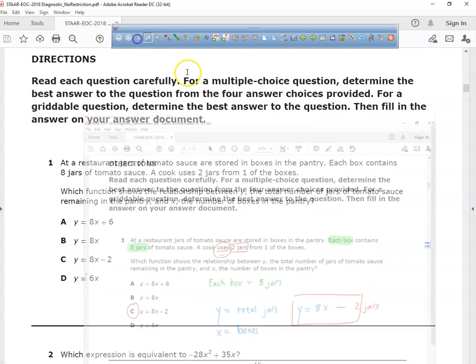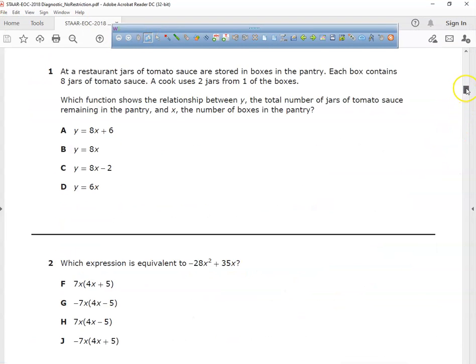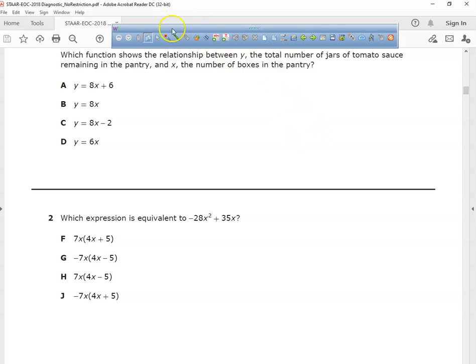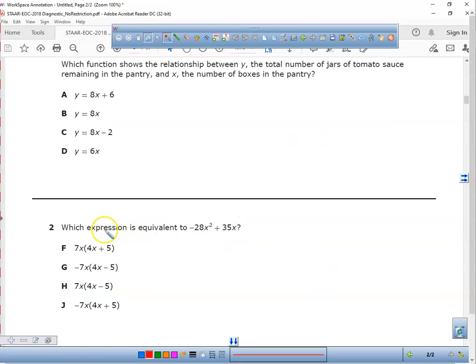All right, moving on to question number 2. Let's take a look at it. Here we go. Question number 2. It says, which expression is equivalent? What's another word that means equivalent? Equal. Just put equal to this right here. All right. On my phone, it's going off. Don't worry about it. I don't care.